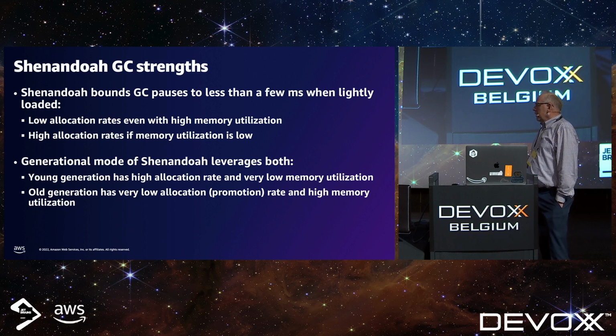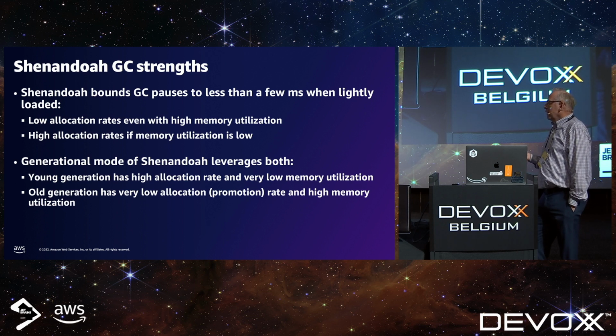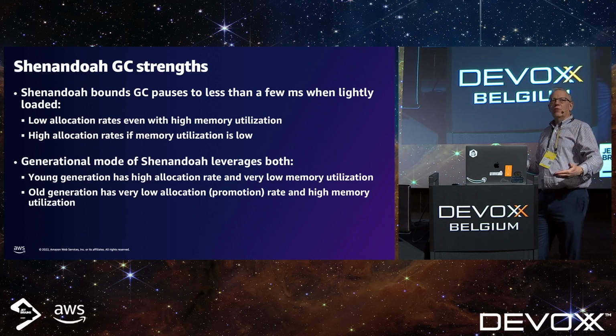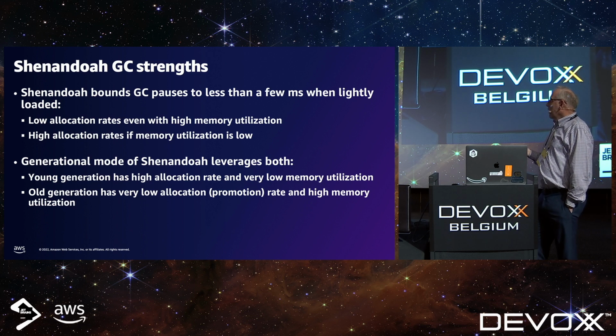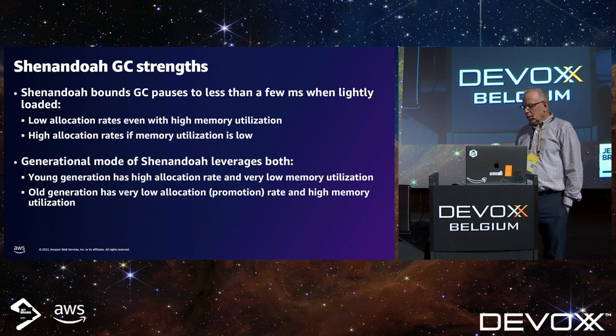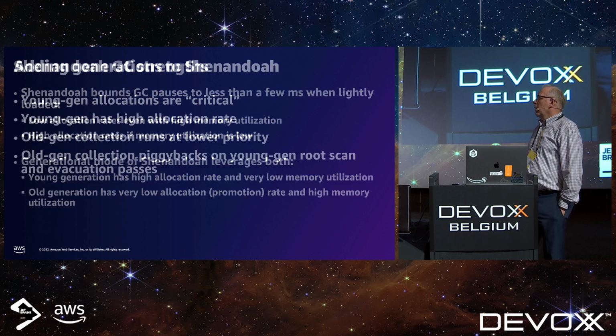Meanwhile, the old generation has a very low allocation rate, because the allocation rate in the old generation is the rate at which young objects are promoted. That is very low, generally, for most applications. And our goal is to have high memory utilization, above 80% in the old gen memory. Both of those modes should work well with Shenandoah.